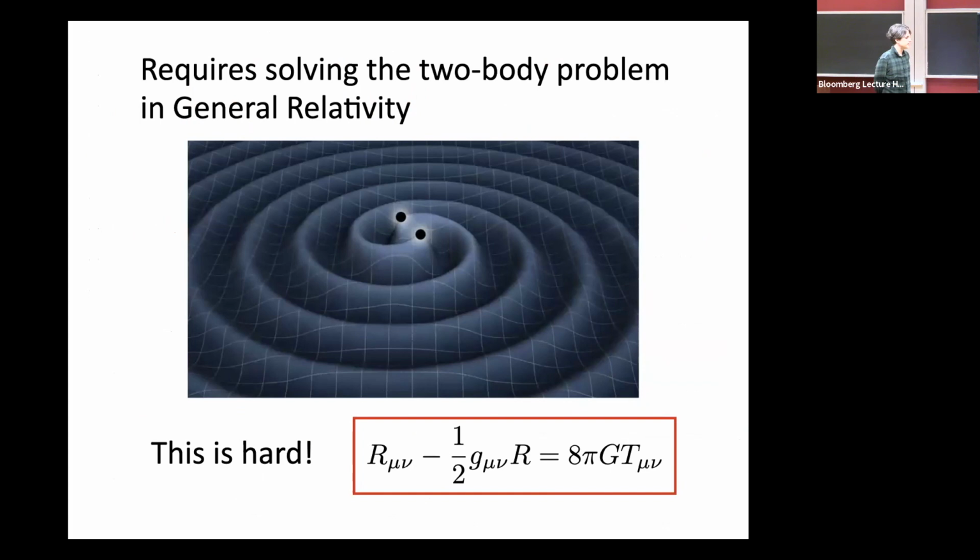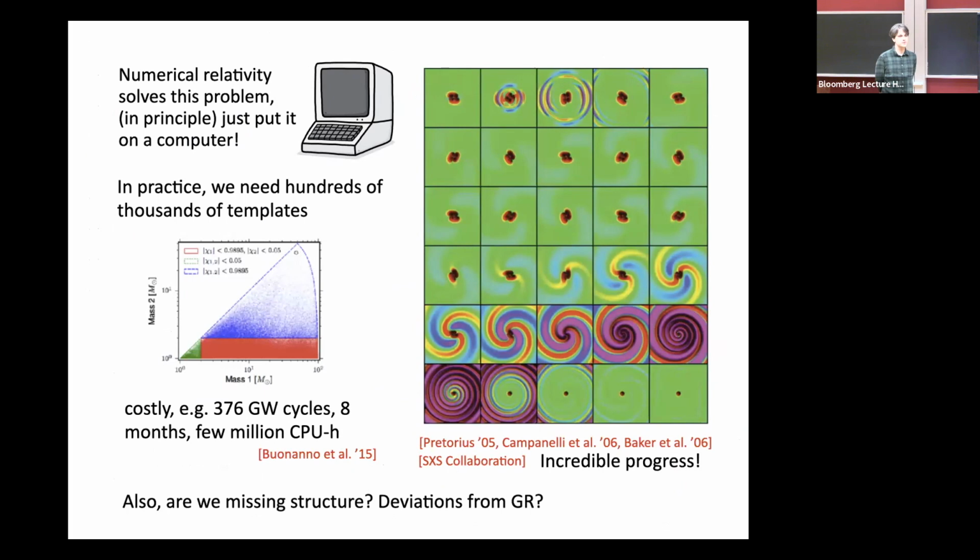You can just put Einstein's equation on a computer, and at least for certain regions in parameter space and for a finite amount of time, one can simulate this numerically and see what happens and have a prediction for the waveform. But in practice, as I told you, to make these detections we need hundreds of thousands of templates. Each dot in this plot that I showed earlier is a waveform template that has been generated, and of course we cannot run numerical GR for each point in this plot.